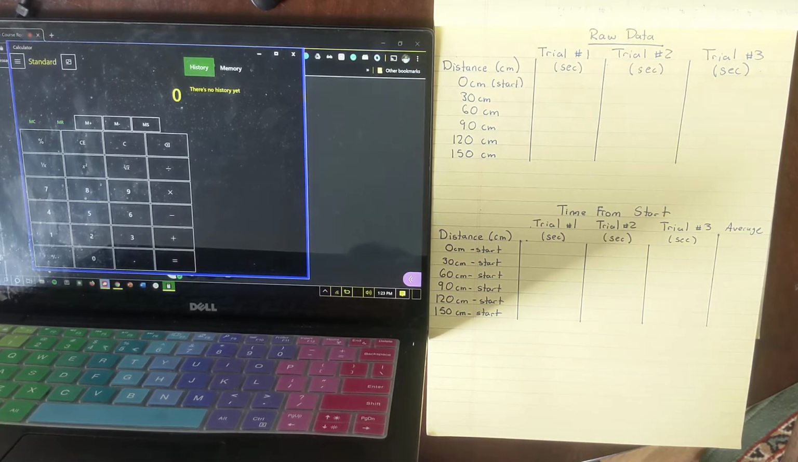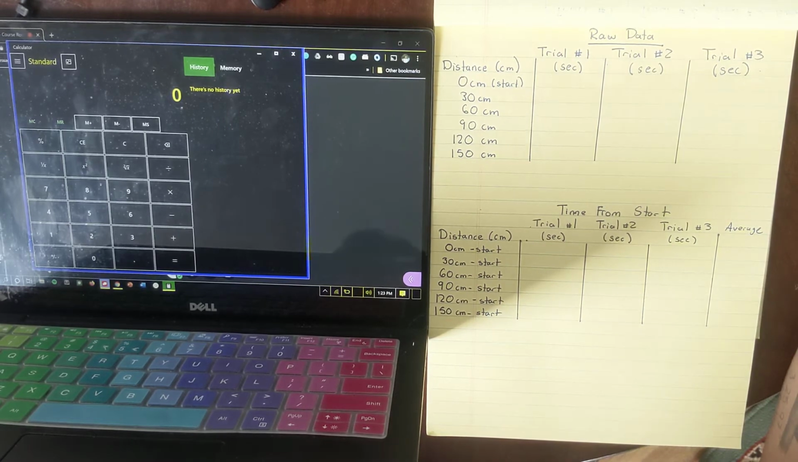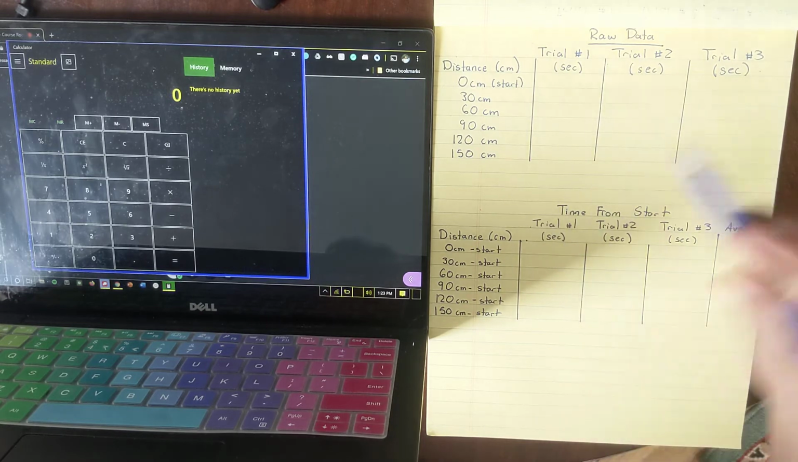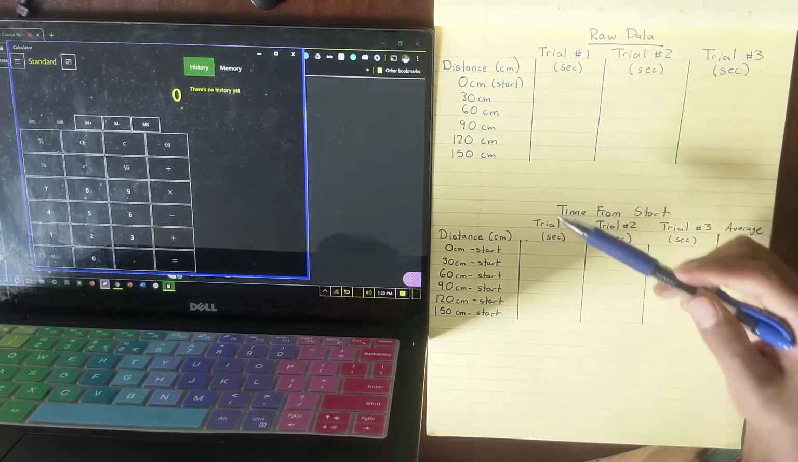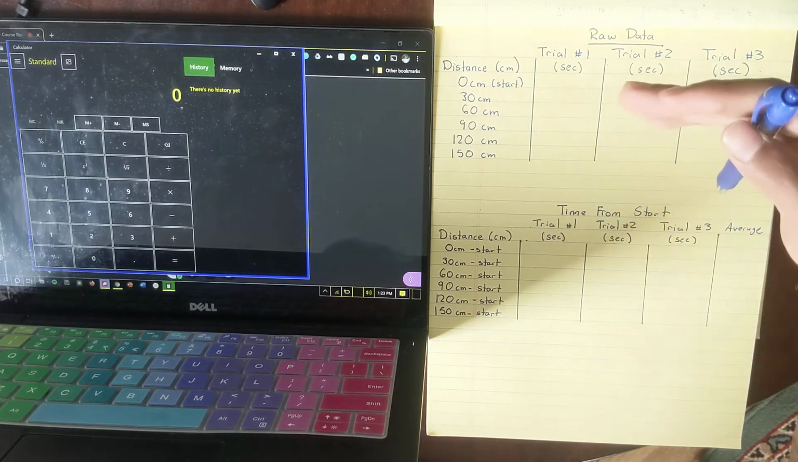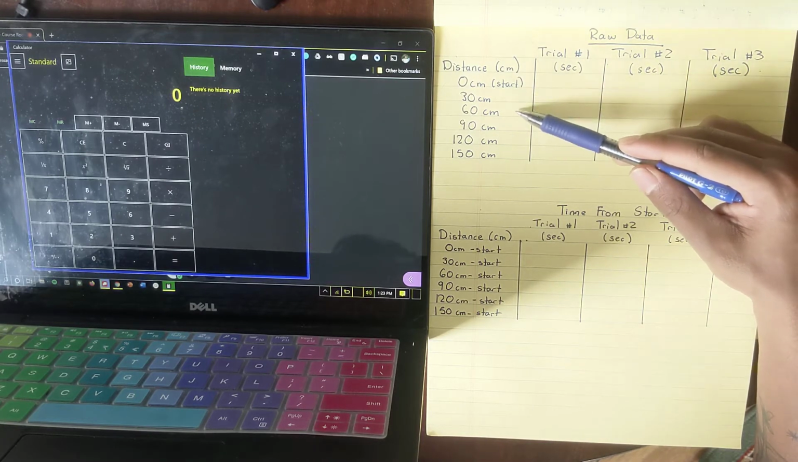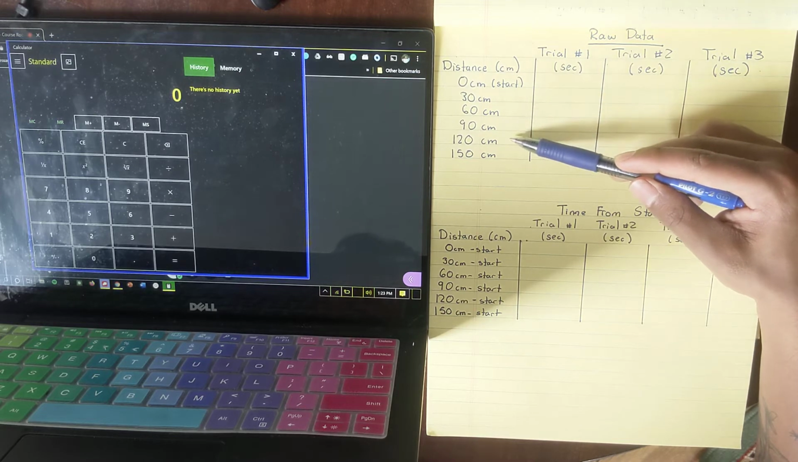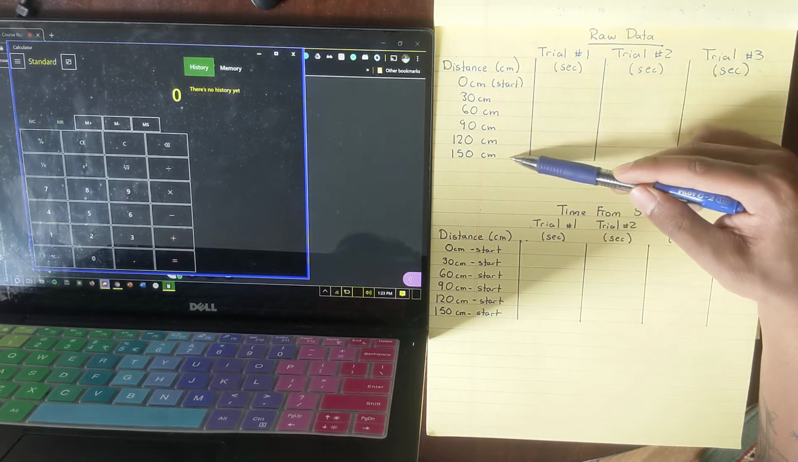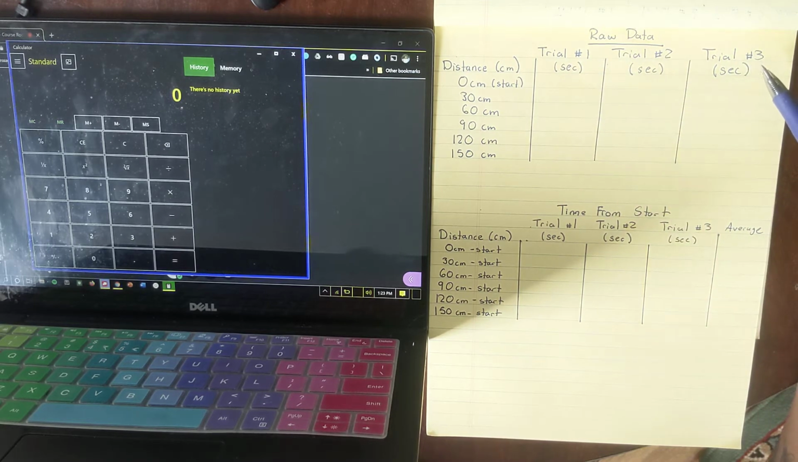What you're going to do is watch each of these 3 trials and record the time at which the ball crosses a few different thresholds: where it crosses the starting line, the beginning of the paper chart, then the 30 centimeter line, 60, 90, 120, and then 150 centimeters. Each of the 3 videos represents your 3 trials.